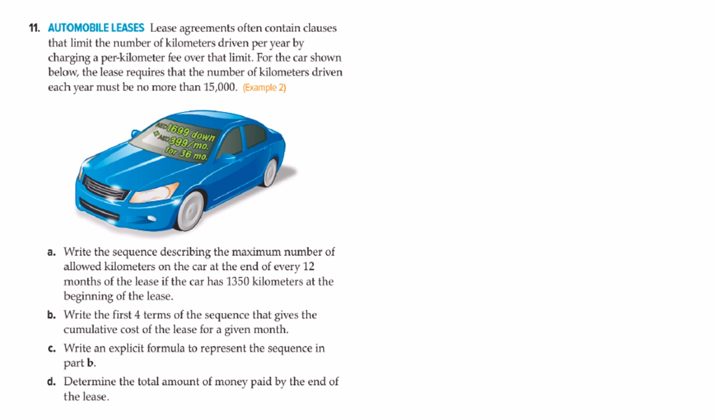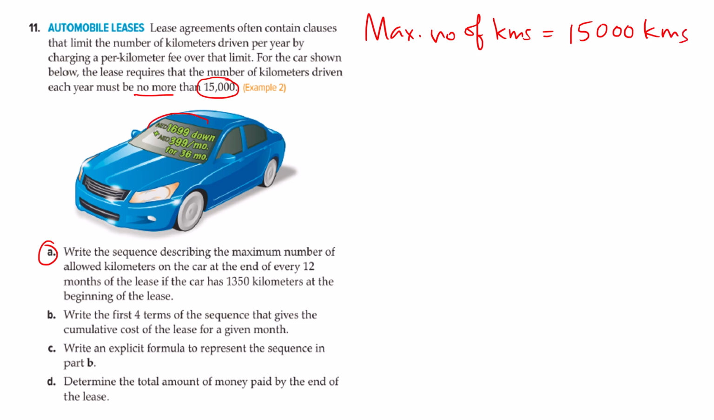Also, we'll read the problem nicely. Lease agreements often contain clauses that limit the number of kilometers driven per year by charging a per kilometer fee over that limit. For the car shown below, the lease requires the number of kilometers driven each year to be no more than 15,000. So there's a limit on the maximum number of kilometers. Let's write: the maximum number of kilometers that can be driven on this car within 1 year span, that is 12 months, is 15,000 kilometers.